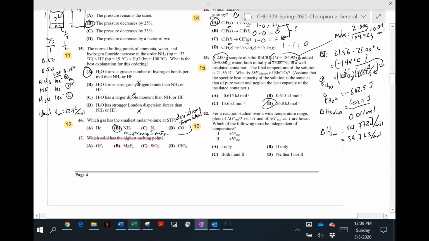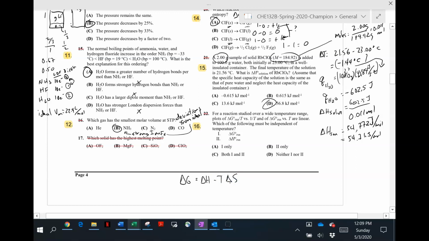All right, for question 16, we are looking at a plot of delta G over T versus 1 over T, and delta G versus T, and they're both linear. Okay, so let's think about that. So delta G equals delta H minus T delta S.